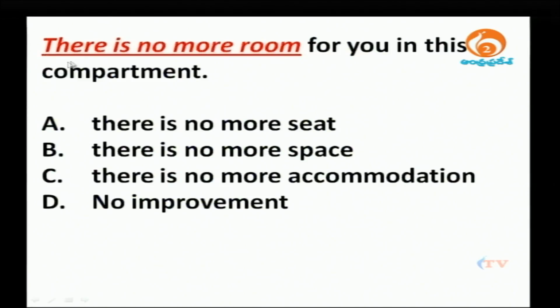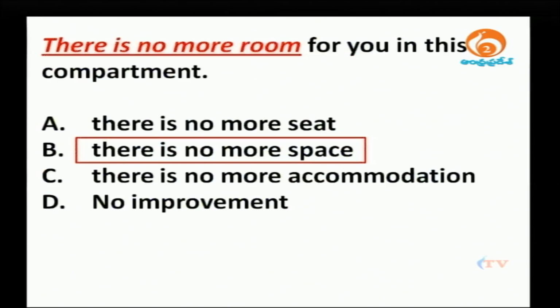Look at the key word here, which is compartment, okay, and then look for the correct answer. The correct answer is there is no more space. Now, compartment is a very big space. In that space, we are talking about a smaller aspect. Now, if you're traveling by train, a compartment means a bogie, right? But when you look at compartment as a general context, you need to use the right form, and that is space. There is no more room for you in this compartment. Alright, let's move on to the next question.